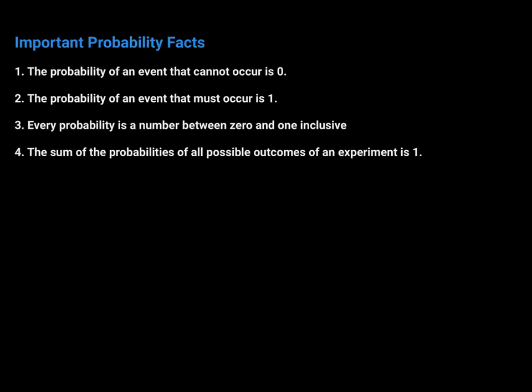All right, so we have some important probability facts. Number 1, the probability of an event that cannot occur, like us rolling a 7, is 0. The probability of an event that must occur, like rolling a number less than 7, is 1. Every probability is a number between 0 and 1 inclusive. What we mean by that is P of E must be greater than or equal to 0, less than or equal to 1. Okay? The sum of the probabilities of all possible outcomes of an experiment is 1.